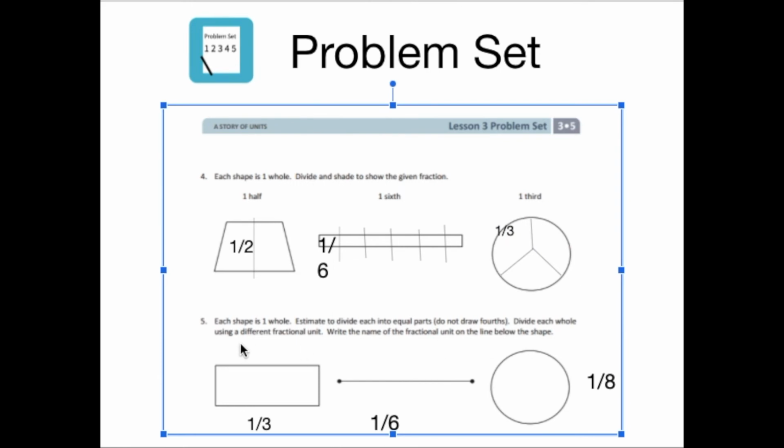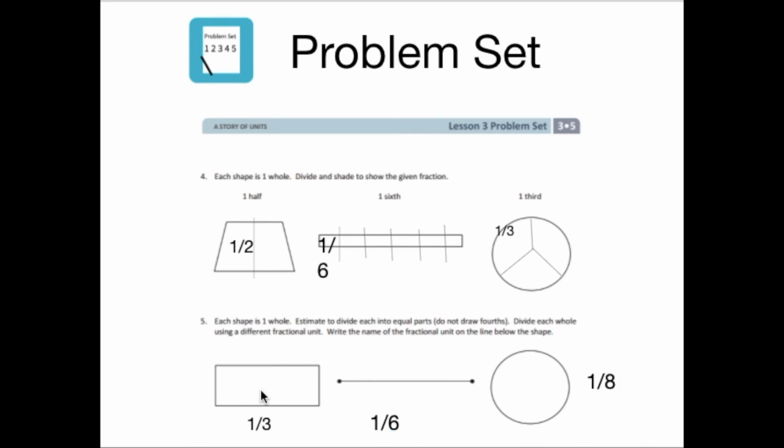Okay, and down here, number 5. Each shape is one whole. Estimate to divide each into equal parts. Do not draw fourths. Divide each whole using a different fractional unit. Write the name of the fractional unit on the line below. Okay, so I gave a few examples for those of us that might have needed some direction.